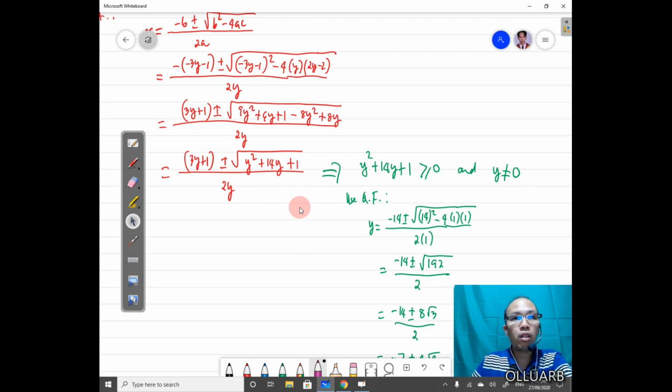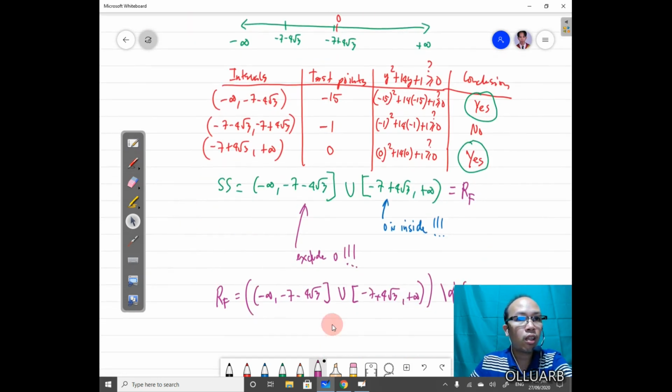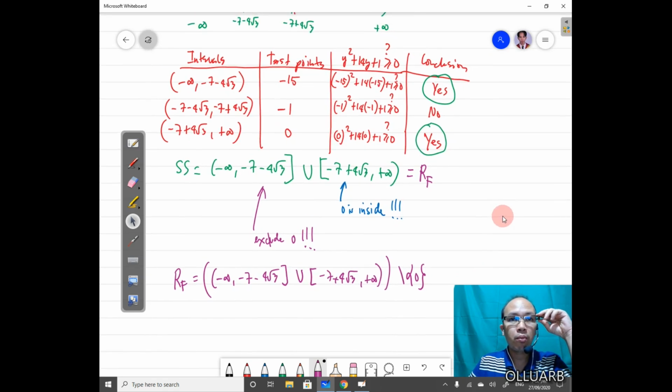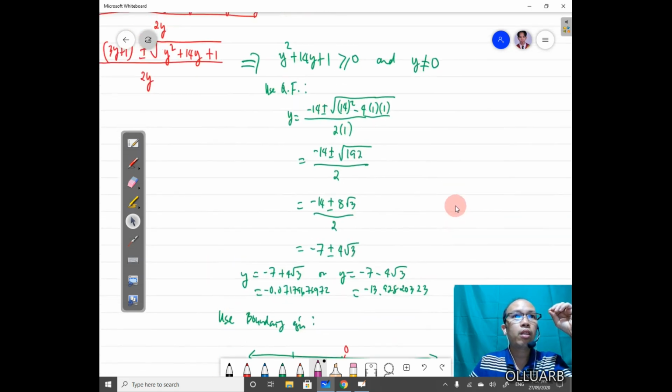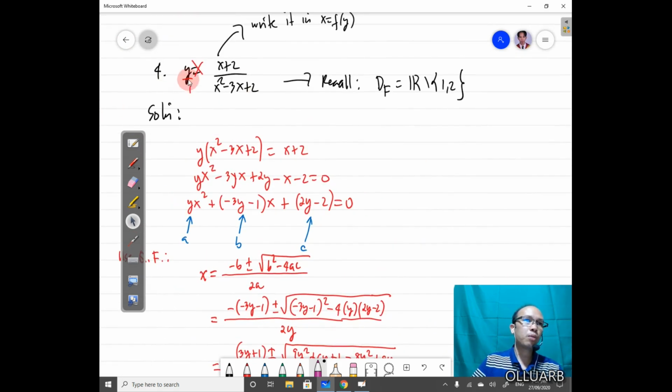However, actually we have to go back to the original problem. So just go back to the original problem. Our problem is this one. If you substitute y is equal to 0, can you find an x? Can you find an x?